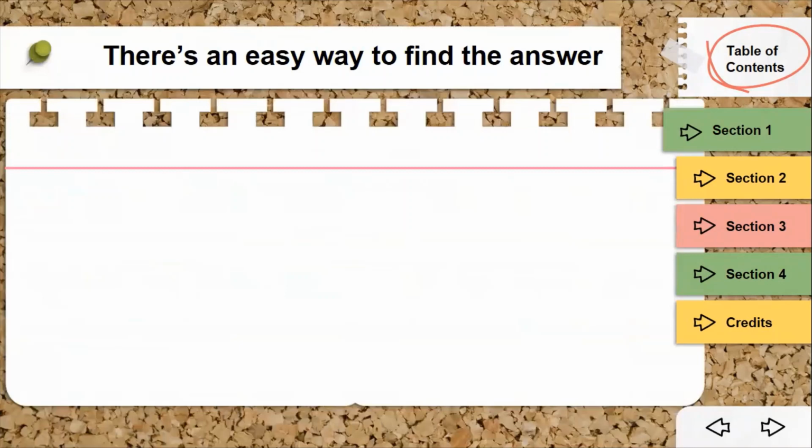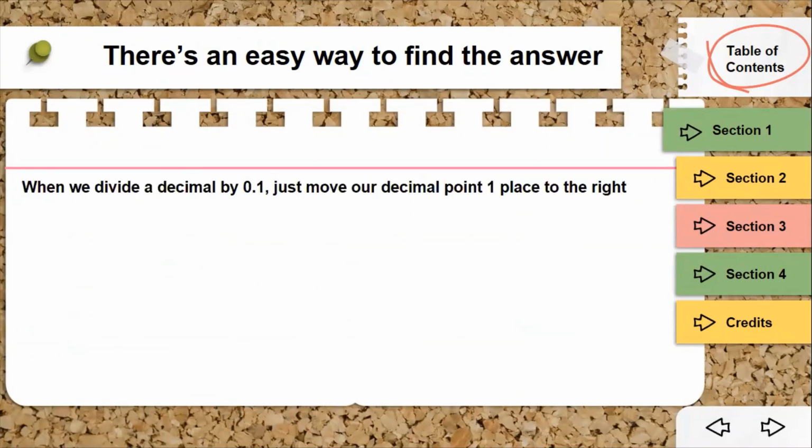Now, don't you know that there is an easy way to find the answer? When we divide the decimal by 1/10, just move our decimal point one place to the right. Always remember that it should be to the right. Now, just like our example a while ago, we have here 6/10 divided by 1, or 600ths divided by 1/10.